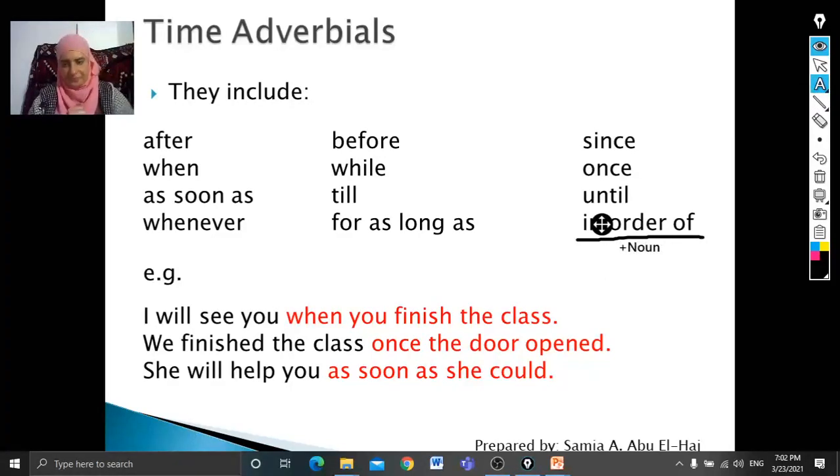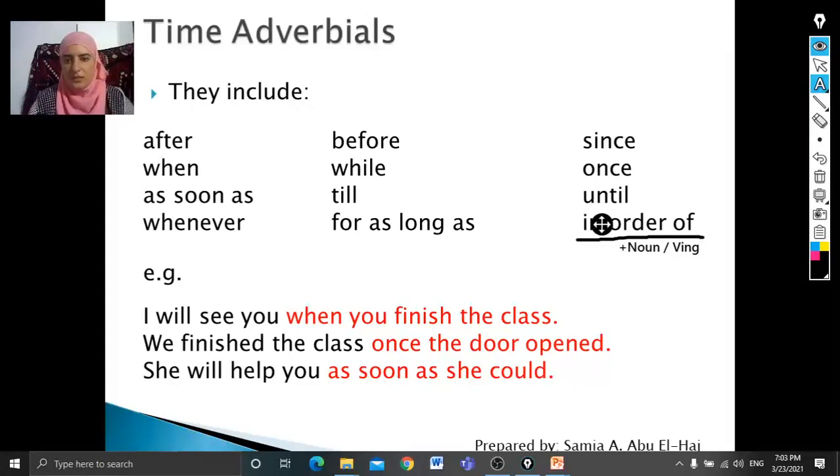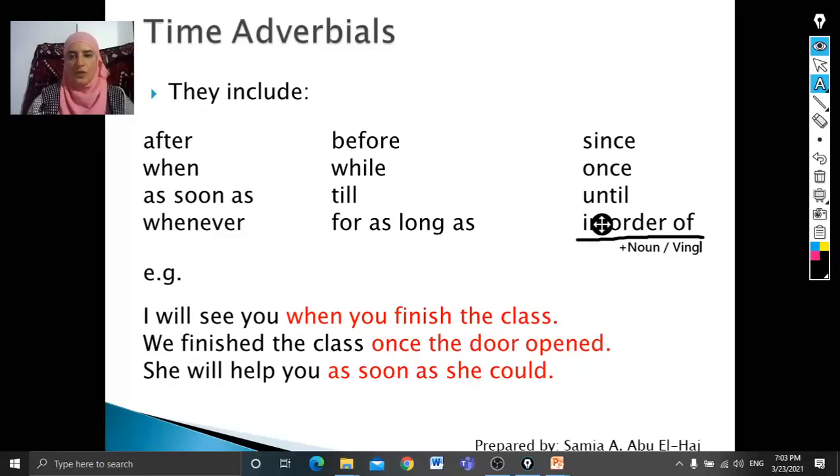Okay, a noun or a gerund, doesn't matter, verb-ing. So we either use a noun or verb-ing after "in order of." In order of finishing the class, in order of the way they appeared, noun, the way. Okay, in order of the system, which means in the same time.